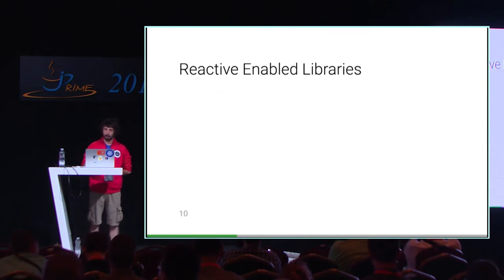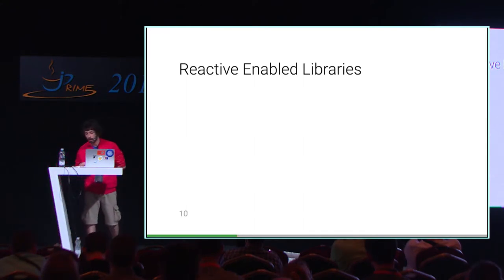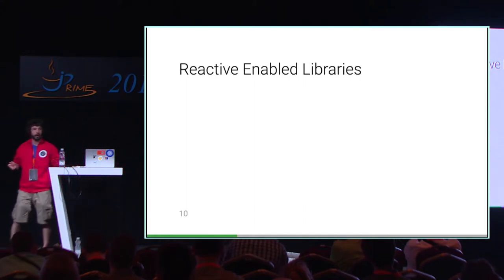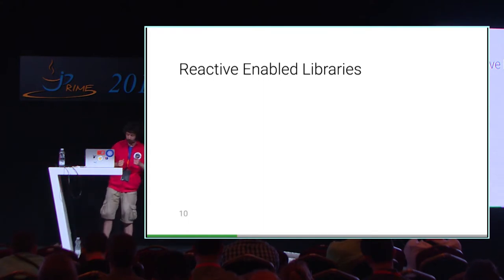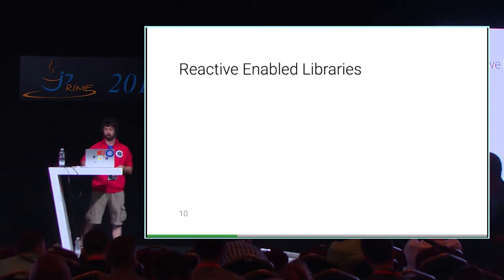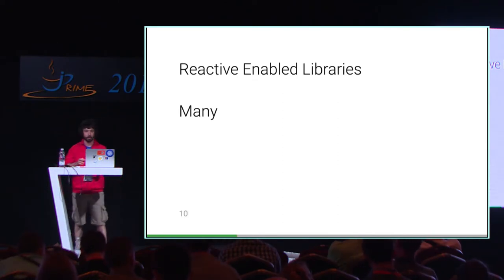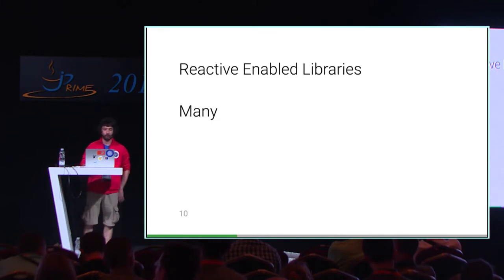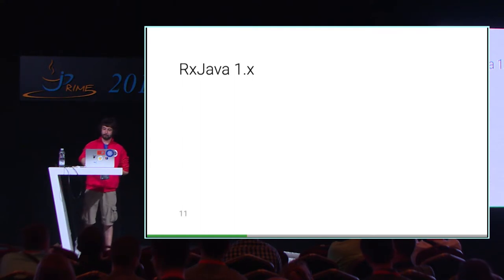So, reactive enabled libraries. What are the enabled libraries? How do you enable a library? You create a reactive adapter, which can communicate with the reactive streams API and can get your data. I wanted to list some, but there are too many. So there is a reactive adapter for most of the libraries we already know. If you need one, just find it. I mean, Google it, it's there. So there are a lot of things. And now Spring 5 is fully based on Reactive.